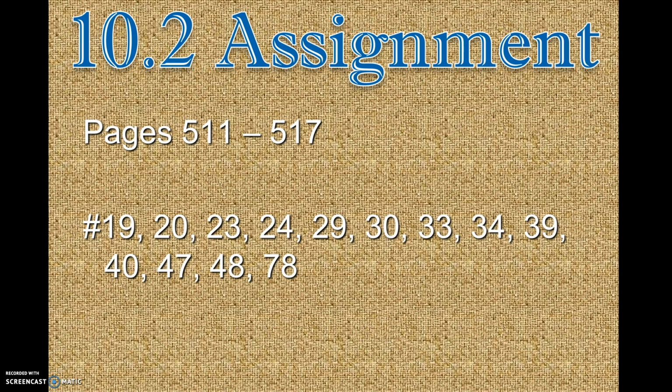On your assignment, you have 19 and 20, 23, 24, 29, 30, 33, 34. We are going to cross off number 39 and cross off number 40, 47, 48, and then number 78. Number 78 is like an error problem. Like they did the problem incorrectly. You have to figure out what they did wrong. So make sure that you don't skip number 78 because noticing those errors, that's an important skill to have.